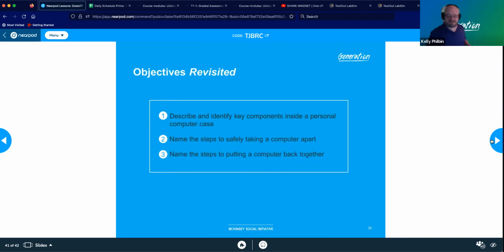So this brings us to the end of our tour of the inside of the computer, just to touch on the different components we're going to be talking about over the next couple of weeks. By now, we should be able to, to a degree, describe and identify some key components inside of a PC or tower, and name the steps for taking it apart and putting Humpty Dumpty back together again. Any questions, comments, concerns, complaints, revelations?